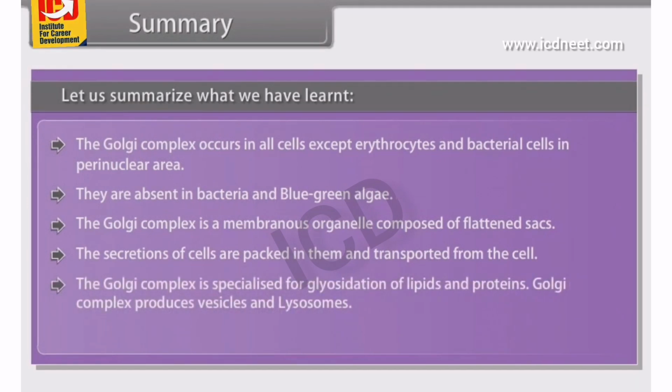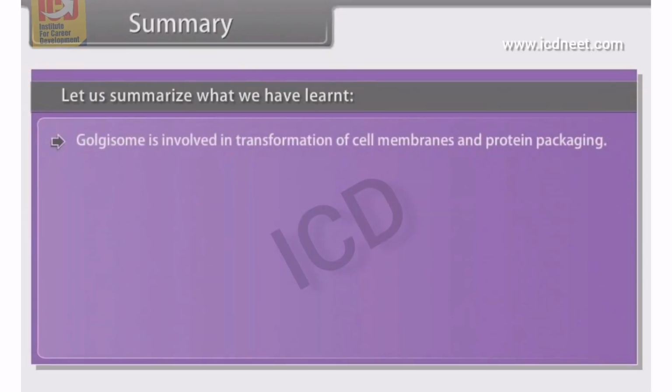The Golgi complex is specialized for glycosylation of lipids and proteins. The Golgi complex produces vesicles and lysosomes. ETC is not a component of the Golgi complex. The Golgi body is involved in transformation of cell membranes and protein packaging. The Golgi complex is the exporting house of the cell.